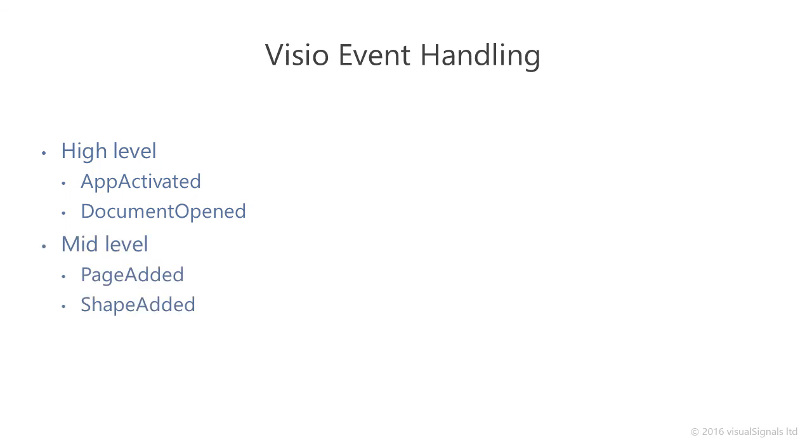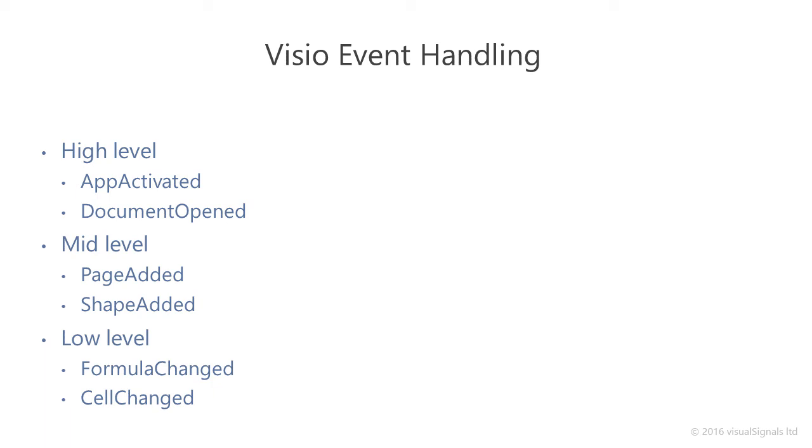There are a number of aspects to handling events in Visio, and I'm going to try and move through them in order of complexity, or maybe I should say from the simple through to the more involved. The range of events that Visio exposes go from things that deal with high-level objects like app activated and document opened, through mid-level object events such as page and shape added, and all the way down to cell-level events like formula changed and cell changed.